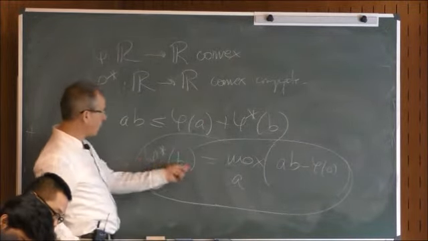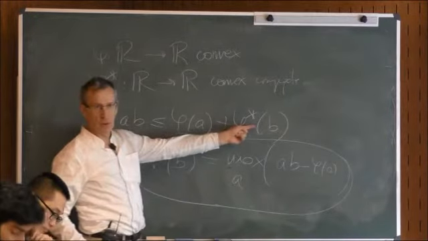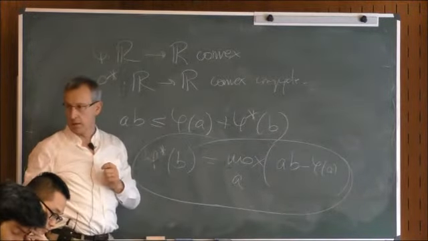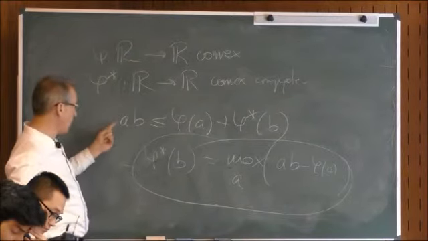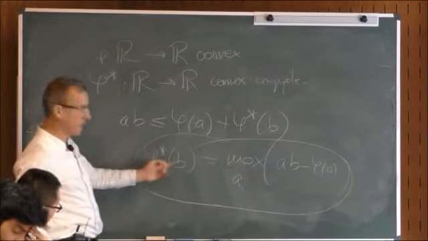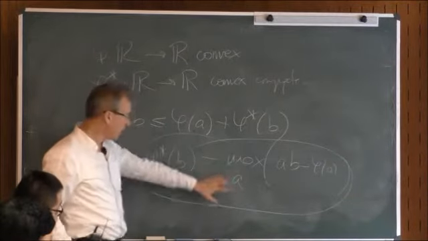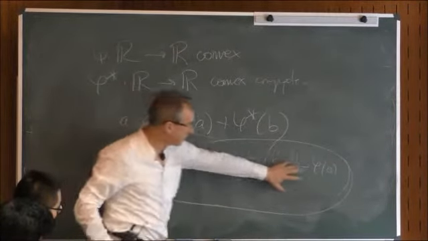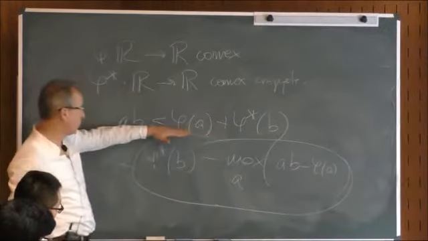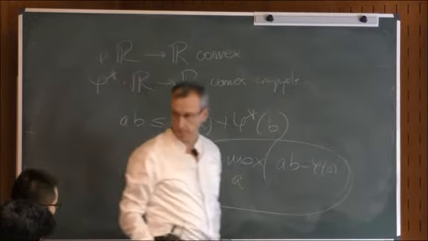And then once you have this, by definition, you have this inequality. Why do you have this inequality? Well, it's because phi star of B is the max with respect to A. So whenever you take any A, phi star of B is greater than this difference, and therefore you have this inequality for all A.